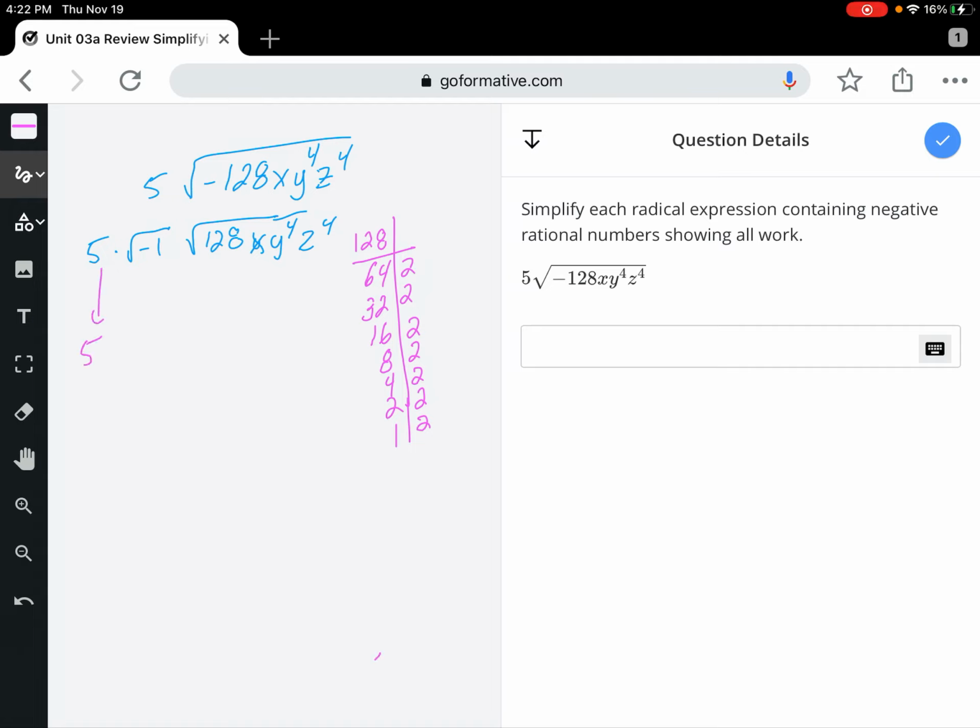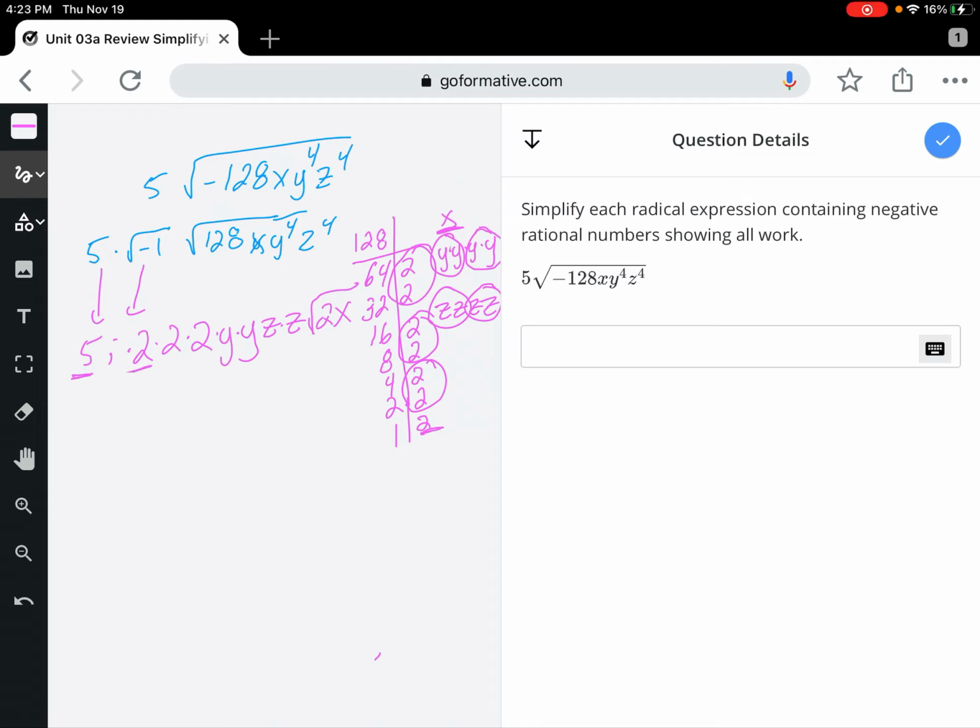Okay? So on my outside, I'm going to have my 5. I have my i. Pair of 2's, take it out. Pair of 2's, take it out. Pair of 2's, take it out. I have an x, can't do anything with that. I have 4 y's, so I take 2 y's out, and I have 4 z's. 1, 2, 3, 4. Pair of z's here, z on the outside. Pair of z's here, z on the outside. The only things left that are not circled are the x and the 2. Those stay on the inside.